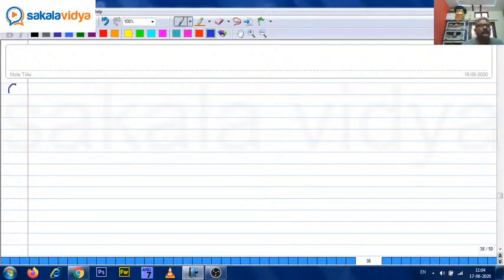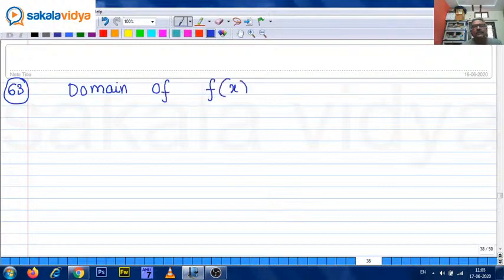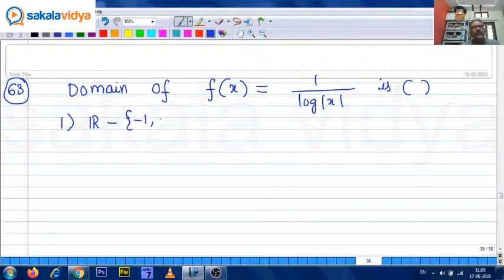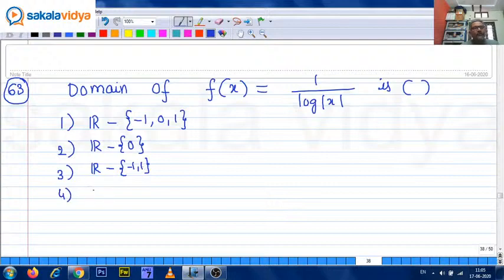Question 63. Domain of f of x equals 1 upon log mod x is: first option R minus {-1, 0, 1}, second one R minus {0}, third one R minus {-1, 1}, fourth one set of real numbers R.